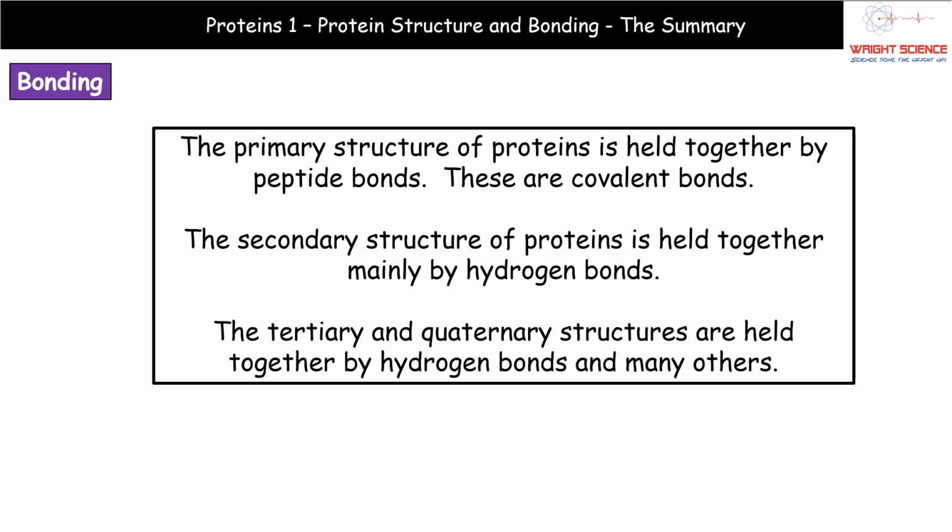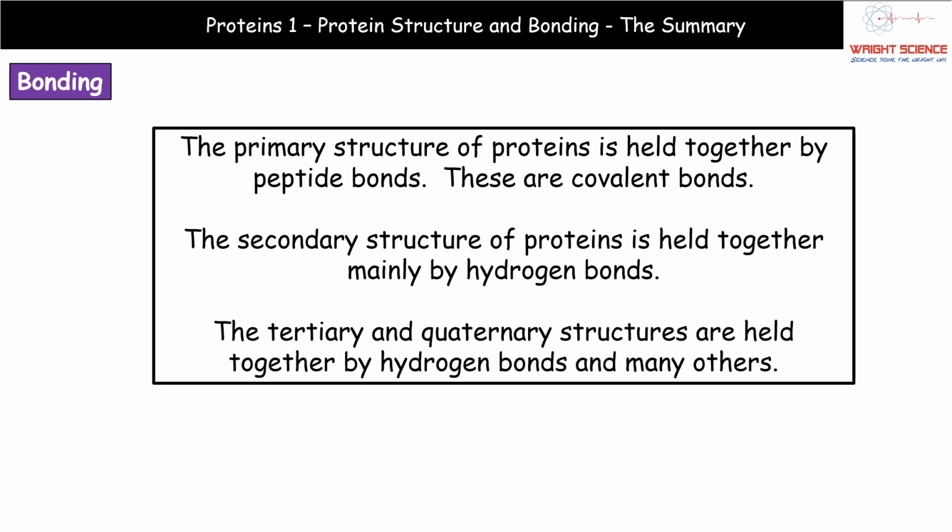We did briefly mention bonding. What we're going to do now is go through the different types of bonding that can occur within our proteins in a bit more detail and see where they occur and what it actually means for our proteins. So, nice little recap on the different bonds that we find at the different levels of protein structure, because this does come up from time to time on your exam papers as a question.